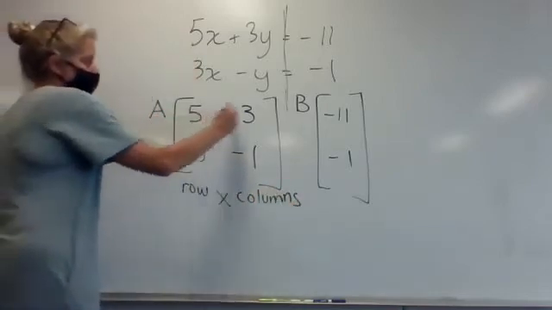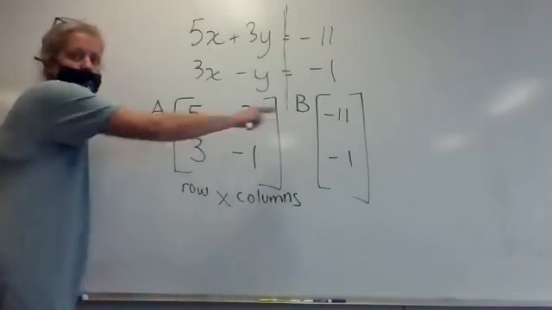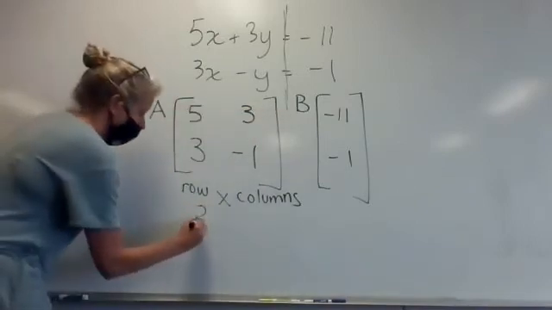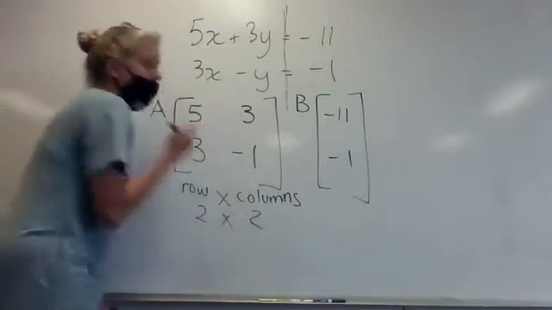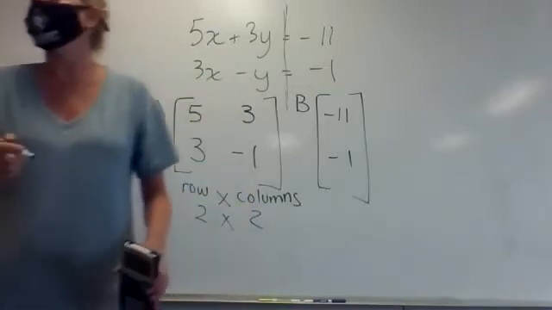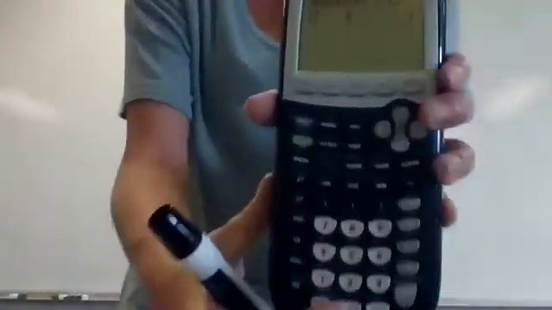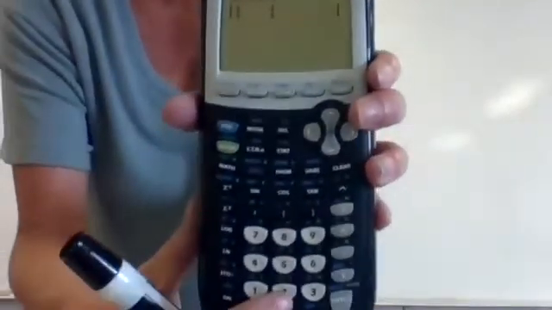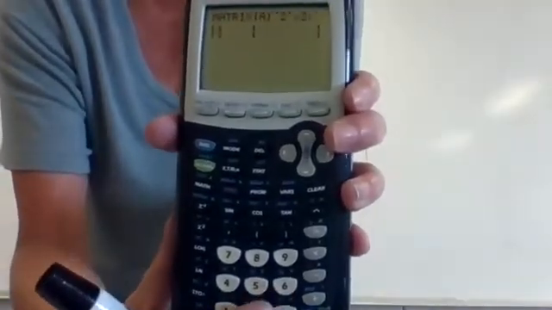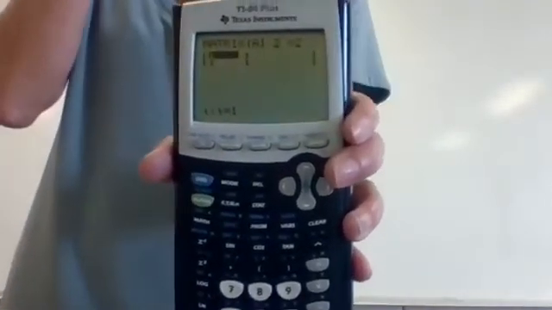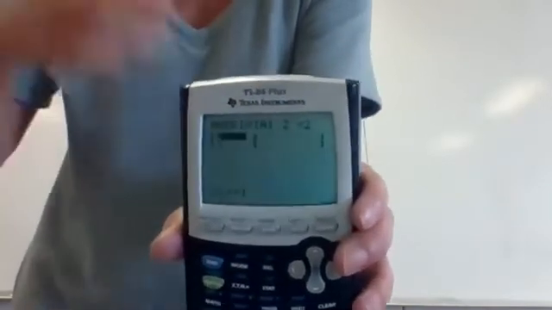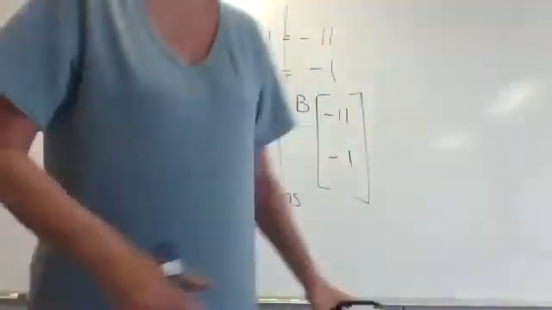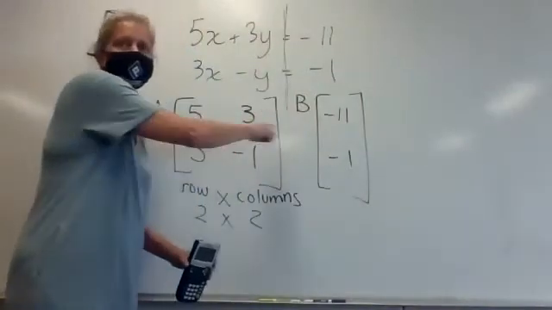So this one, how many rows, or how many times things go across, are there? 2. By how many columns are there? 2. So the order of that matrix is 2 by 2. That's just what you want to tell it up there. So just hit 2, enter, 2, enter. Now you should see a matrix that has 4 spots. You're putting in these numbers.